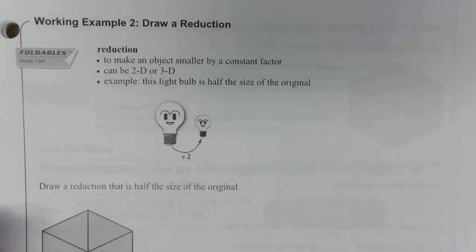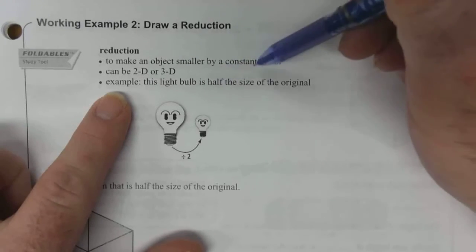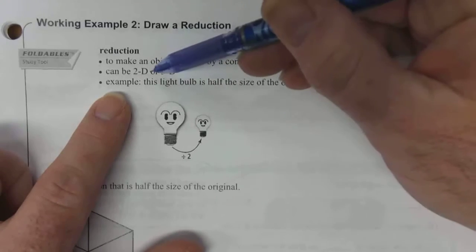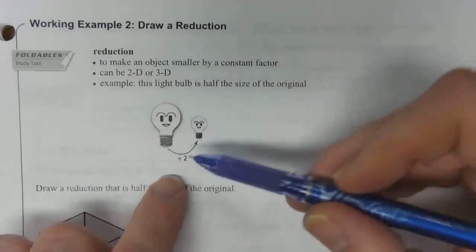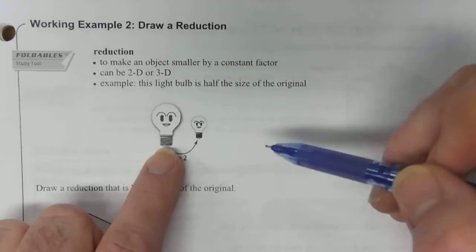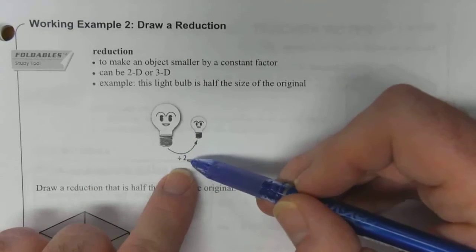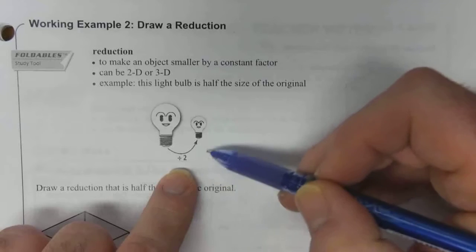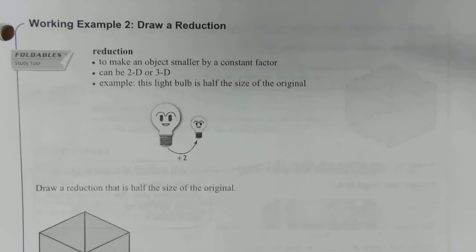Having dealt with enlargements, we're going to look at drawing reductions. A reduction means to make an object smaller, again by using a constant factor. Again, it can be two-dimensional or three-dimensional. In this example, this is the original light bulb. This is one that is half the size. So it's a factor of 2, but it's dividing by 2 instead of multiplying by 2. So when we reduce it, we're dividing by 2.